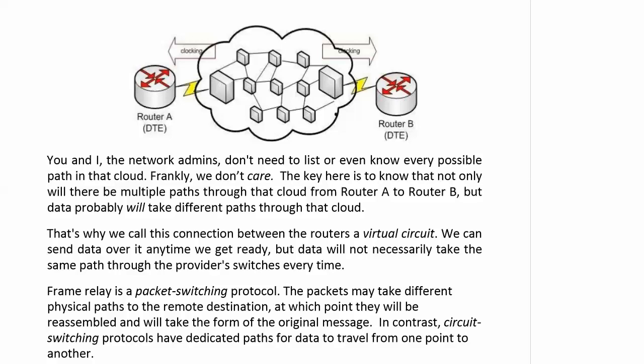Frame relay is referred to as a packet switching protocol. And that refers to what I've been hammering you over the head with for the last minute, that the packets may take different physical paths to get where they're going, and then they'll be reassembled and take the form of the original message. Circuit switching protocols have dedicated paths for data to go from point A to point B.